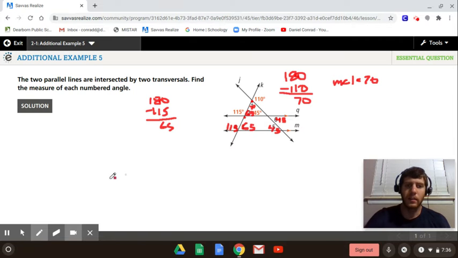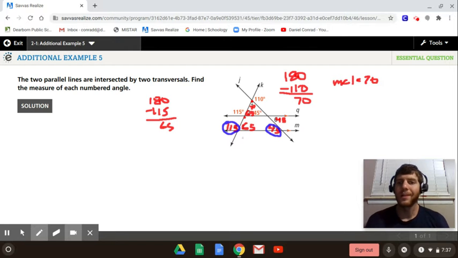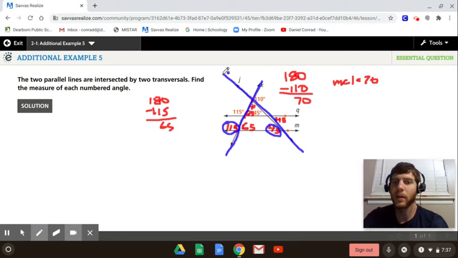So the key here, and I think the thing that needs to be pointed out, is the alternate interior angles, the corresponding angles, and the alternate exterior angles are congruent only if the lines are parallel. So we notice here 115 and 45. I just want to highlight this. This angle and this one, those are corresponding angles, but they're not congruent because those two lines that we're intersecting are not parallel. This line here and this line here are not parallel, so those two corresponding angles are not congruent.